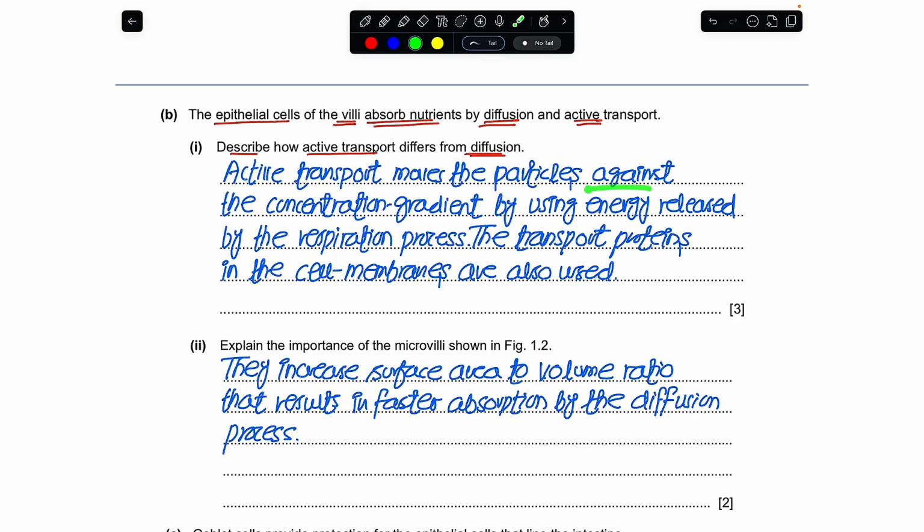The active transport would move the particles by using the energy which is released from the mitochondria. It never happens in diffusion. And at the same time, whenever something is being moved against the concentration gradient with the help of active transport, there would be the involvement of transport proteins. Since the question was in the context of active transport and how this is different from diffusion, I have written 3 points for description in the context of active transport only.